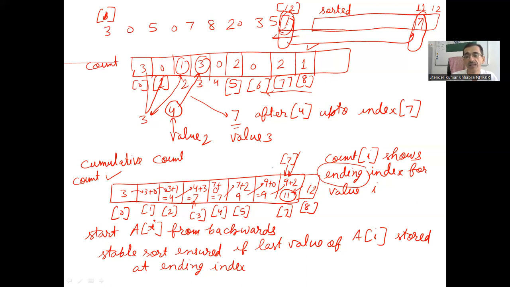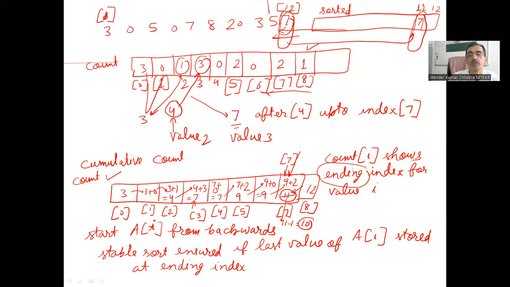Then I come, and now because 7 might come again, I will remove this 11. 11 minus 1 I will make 10. So that next time whenever any value with 7 comes again, it should be stored at index 10, because 11 was the ending index for 7 and there could be multiple values with 7.